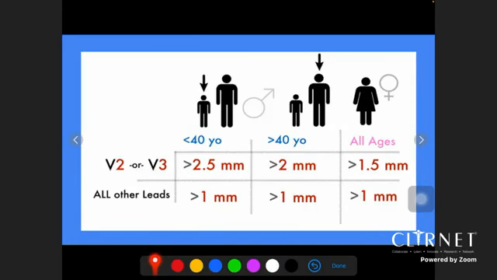In all leads, 1 millimeter or more, except in V2, V3, where you will have 2 millimeters as a median. But if below 40 years, up to 2.5 millimeters, and in all ages above 1.5 millimeters. But in all other leads, more than 1 millimeter in 2 contiguous leads is enough.